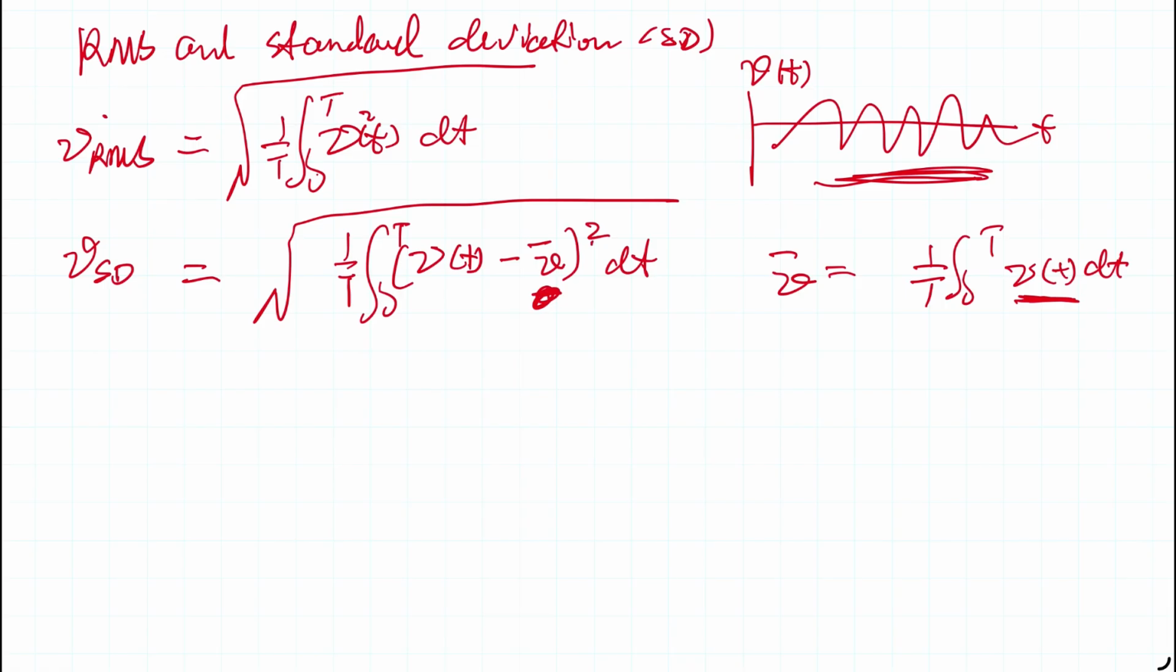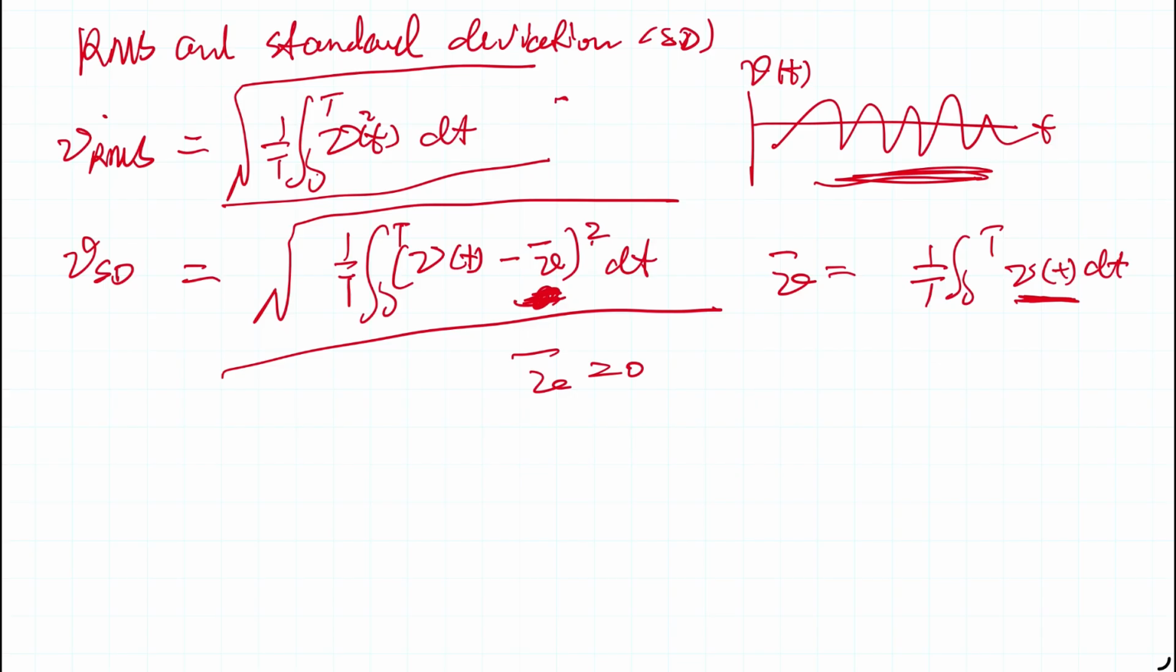Notice the difference. For the mean, you just integrate over V(t); for RMS and standard deviation, you have to square the signal. By comparing these two formulas, what we can tell is that if V bar equals 0, if the mean of the signal is 0, essentially the two formulas are the same. So the RMS signal equals the standard deviation of that same signal when the average of the signal over a certain time is 0.